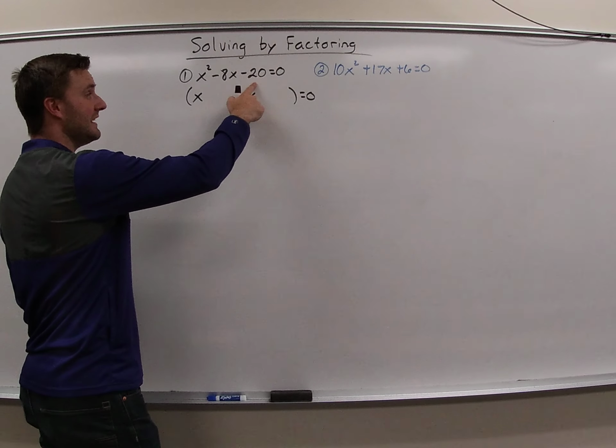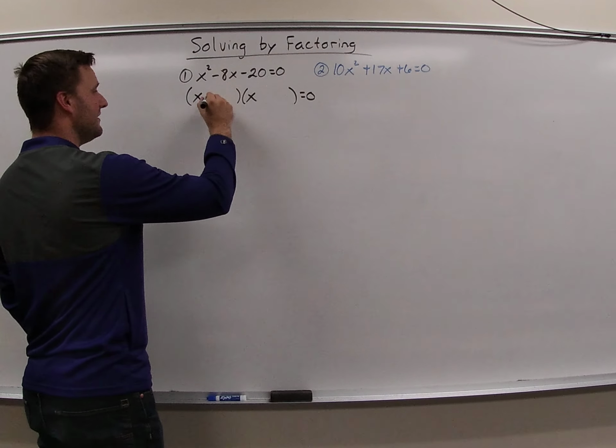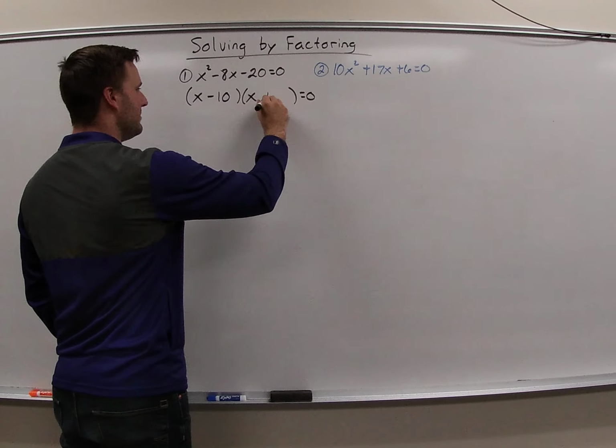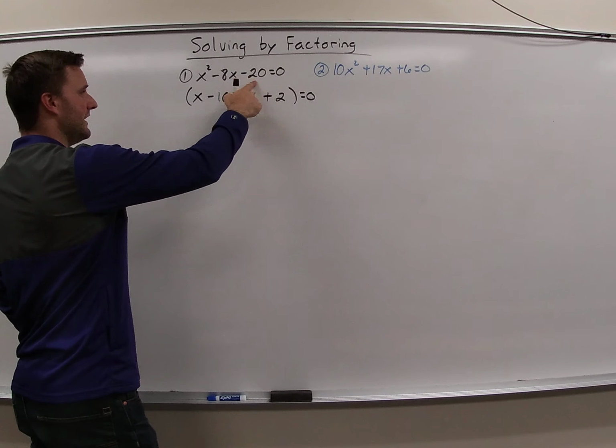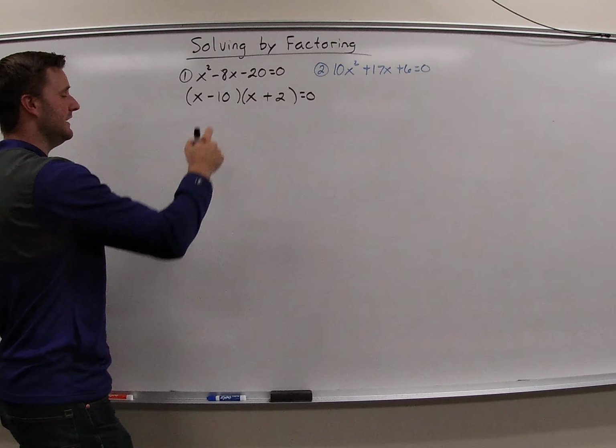Now, I need two numbers that multiply to negative 20, but add to negative 8. So this is a negative 10 and a positive 2. Negative 10 times positive 2 is negative 20, and negative 10 plus 2 is negative 8.